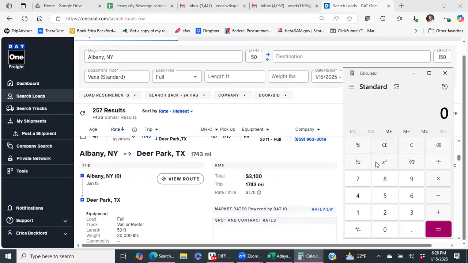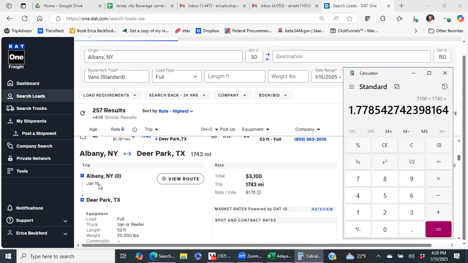So if this load is $3,100, we're always going to negotiate. I don't care what this number says. If it's a good load or not, I'm still going to be asking for more money for the driver. So we're going to negotiate this $3,100, but just for this example, we're going to take $3,100 to calculate the rate per mile. And then we're going to divide the rate by the amount of miles. That's going to get you 177 or 178. It's going to round up to 178. So that's how they got the rate per mile.